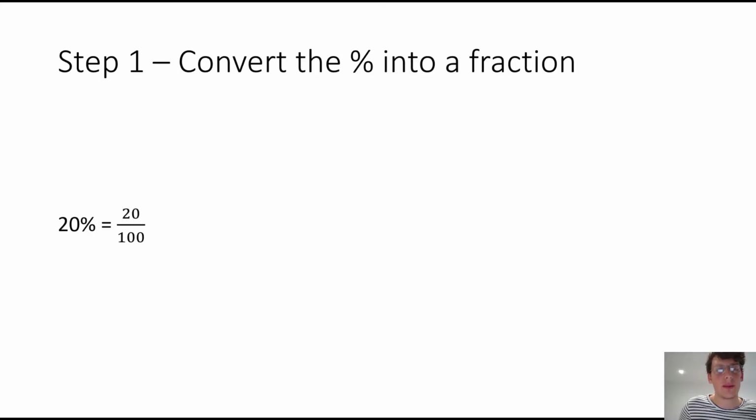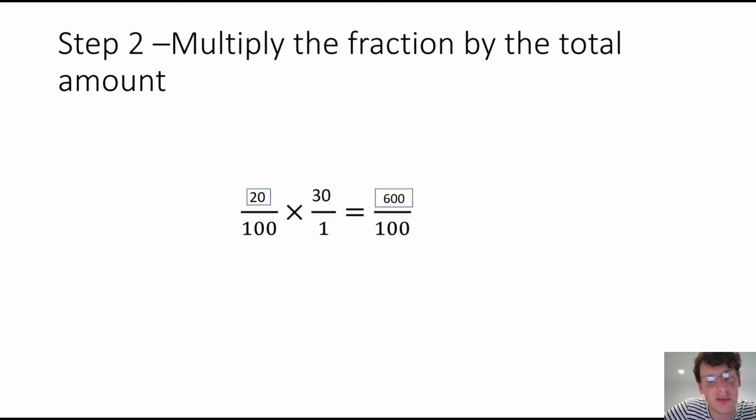Okay, so 20% is the same as 20 over 100, and you should know this. We did this yesterday. Step 2 is to then multiply the fraction by the total amount. So 20 over 100 times 30 over 1. So you do times top and bottom. So 20 times 30 is 600, and 100 times 1 is 100.